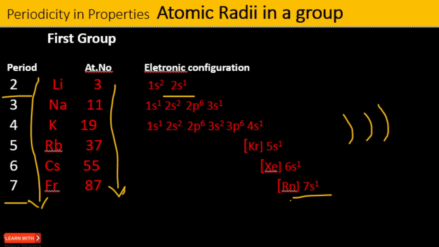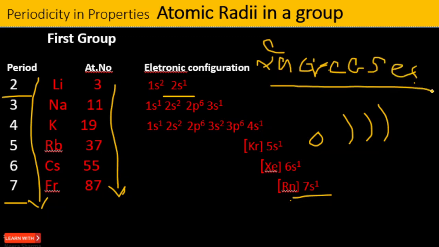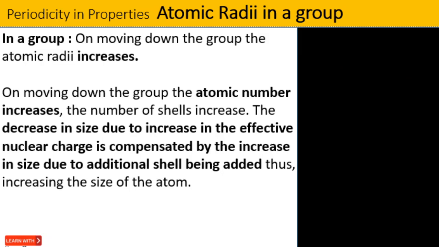So because of formation of an extra shell, what happens as we go down the group? The atomic size will increase as we go down a group. So on moving down the group, the atomic size, atomic radii increases.